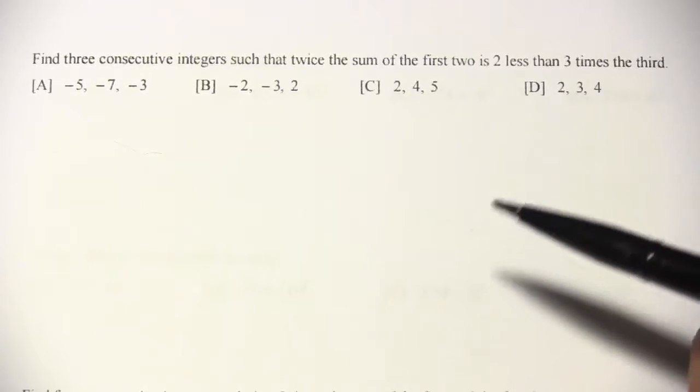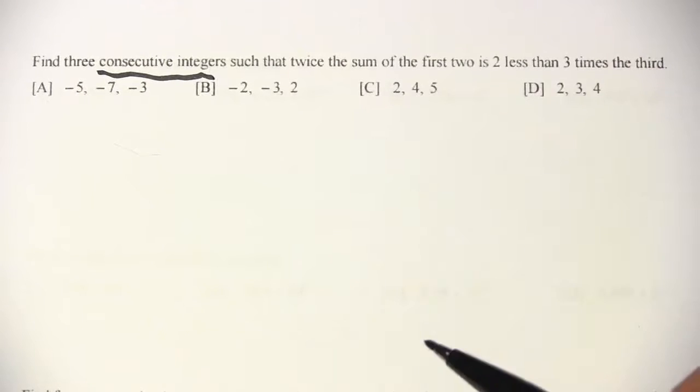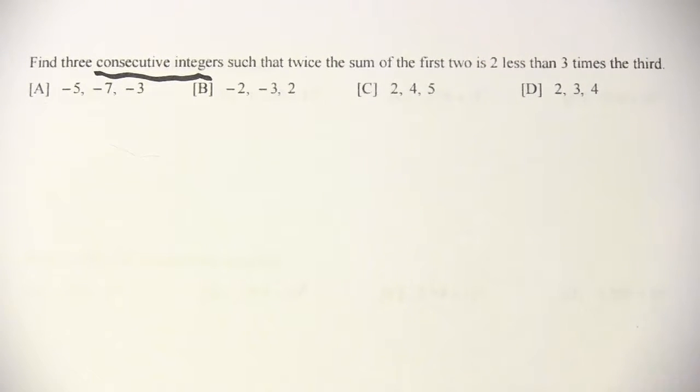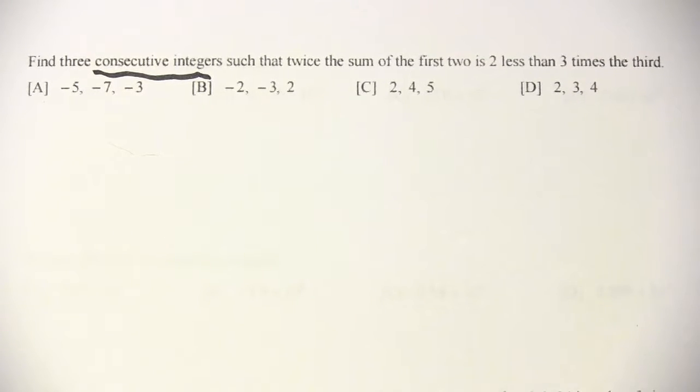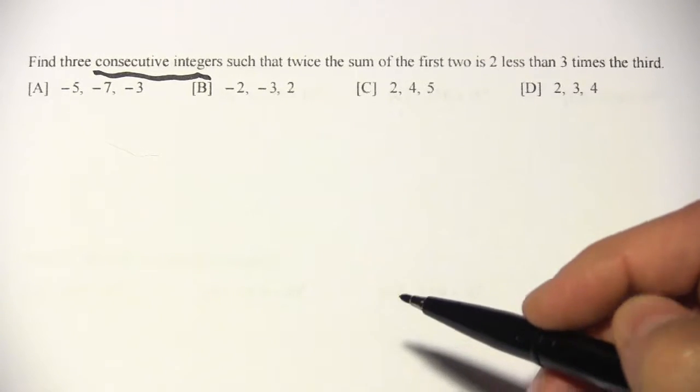Here we have some tricky problems involving something called consecutive integers. And all that means is numbers that come right after each other, like 1, 2, 3, or 7, 8, 9, or 101, 102, 103. Those are consecutive integers because they're right next to each other. They'd be right next to each other on the number line.